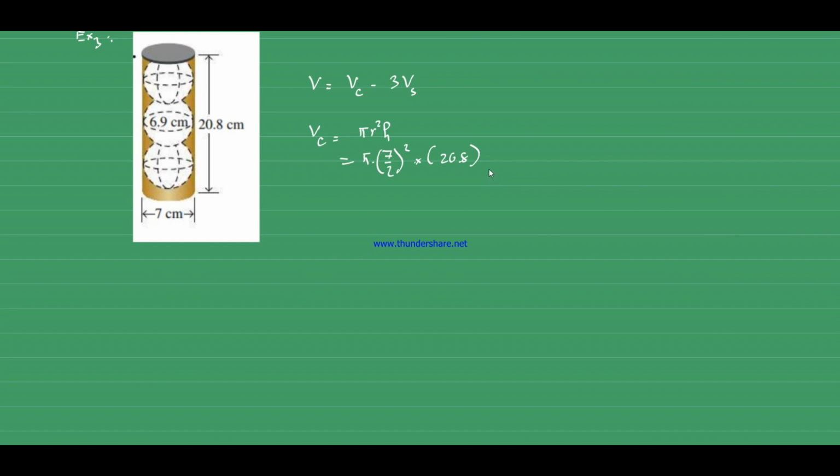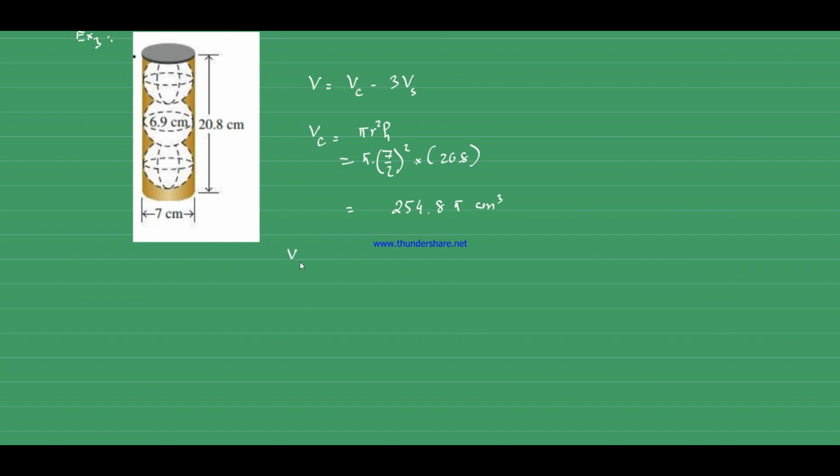I hit a decimal over here, so we end up with a decimal. So we have 7 divided by 2, then you square it, and then you multiply by 20.8. So the answer is 254.8 pi centimeter cube. Leave the pi, okay? Don't convert it, because this is kind of messy.